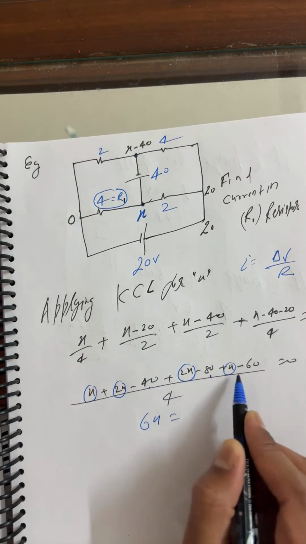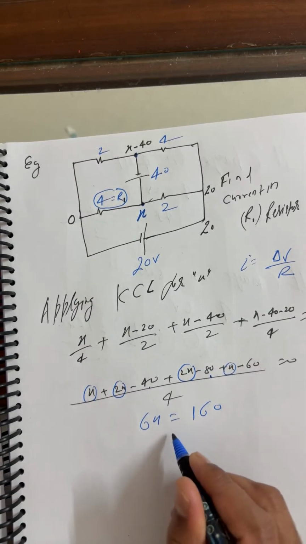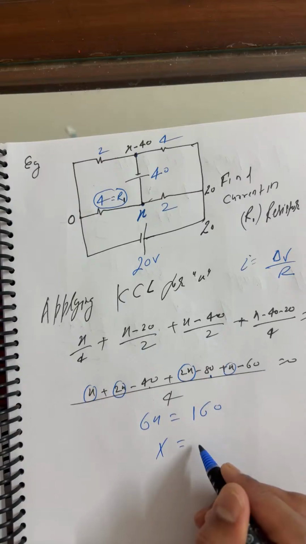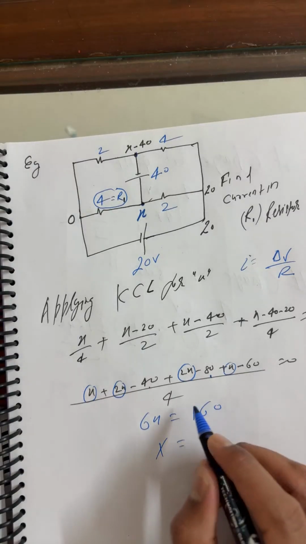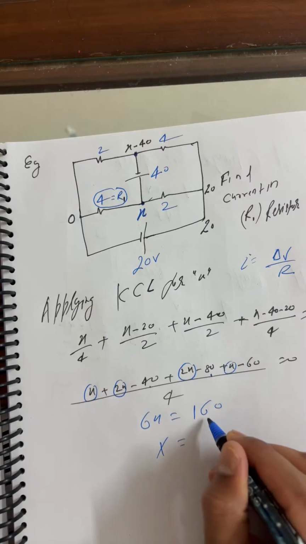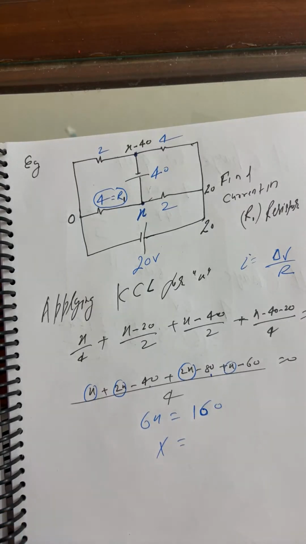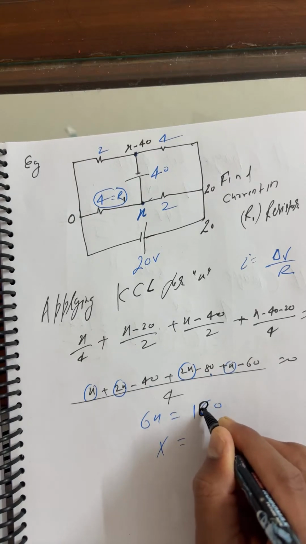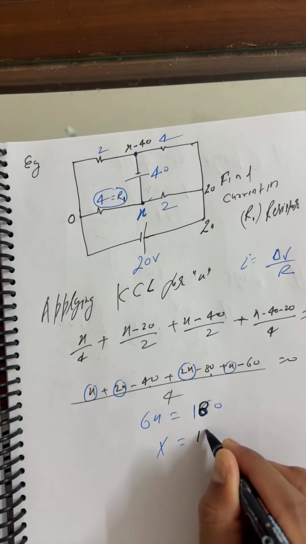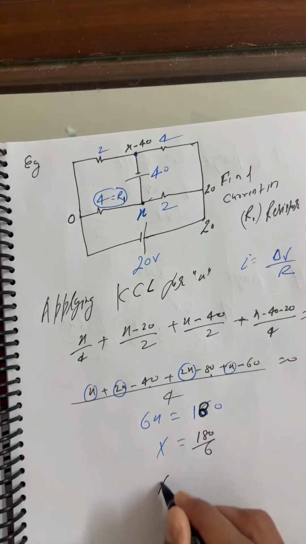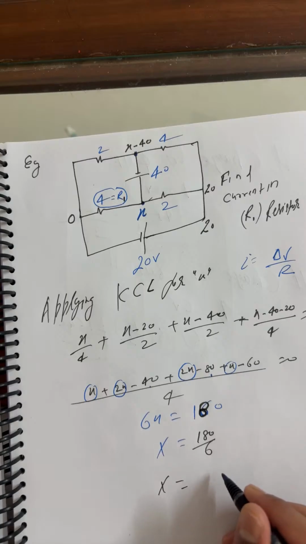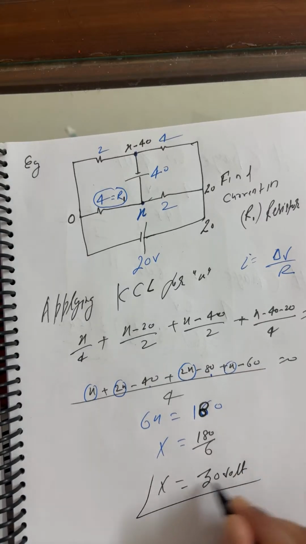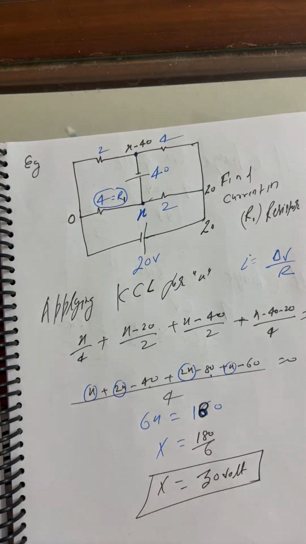This is 120, 160. So X you will get 160, 180 near. Just 180 only here. 180, student. So X is 180 by 6. So X you will get 30 volt. X, student, what you can say, this is basically 30 volt.